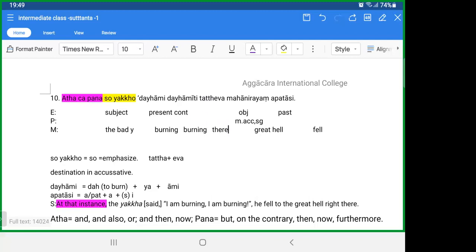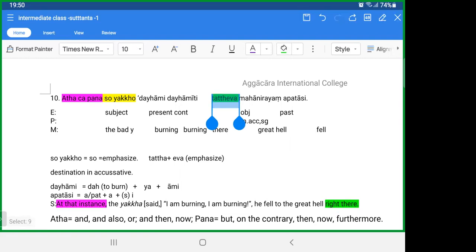What is the meaning of eva? Such? Not such. No, eva means even. Eva is also a kind of emphasis, right? What does it emphasize here? There. Where is that there? It emphasizes the nirayam. You see the meaning here: right there. What's the meaning of right there? Emphatic particle. Where is this right there?